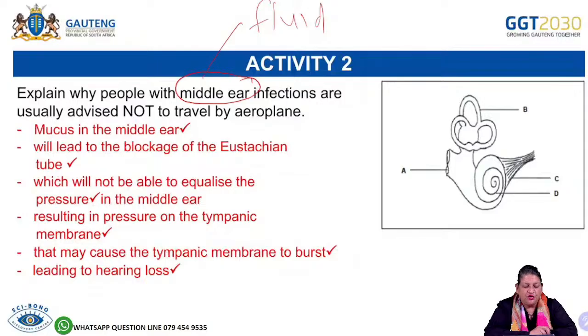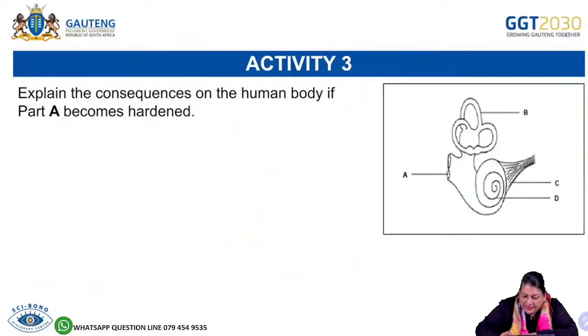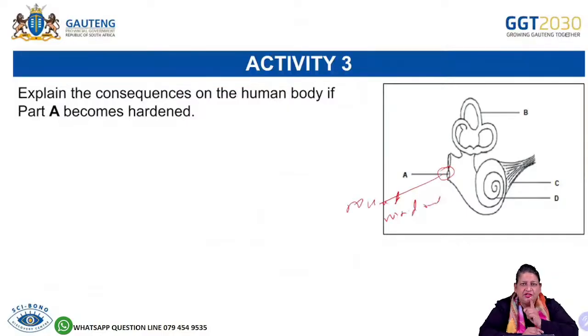Next one, explain the consequences on the human body if part A becomes hardened. Now this part A is what? It's the round window. Now always ask yourself, what's the function of my round window? It prevents echoes. It prevents sound distortion. What do we mean by distortion? When sound is not clear and there's an echo. So that means your round window is not working well.